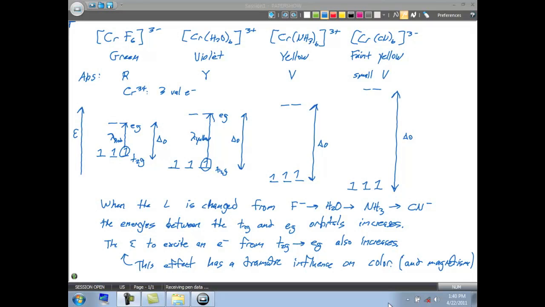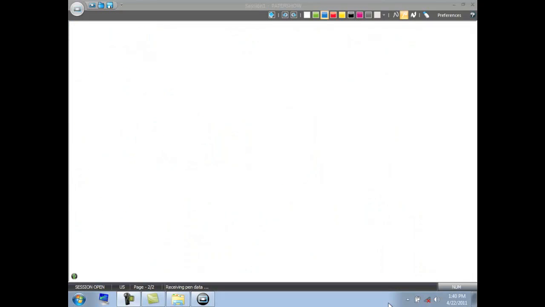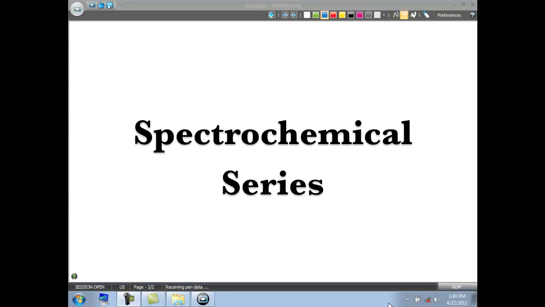So we have different absorption energies. We have different colors. How do we put this together in terms of a general rule that we're going to analyze in a textbook? So that leads us to the next topic, which is called the Spectrochemical Series.